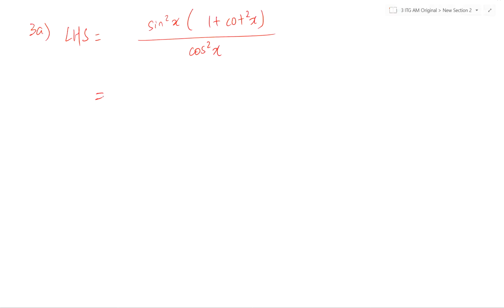Expand. Can we expand? We can if we want to, or there are some other suggestions. We change cotangent square? Regardless, let's try expanding. Sine square x plus sine square x. Now, cotangent square, what do we want to do with it? You have options. Are you sure cotangent is sine square over cosine?